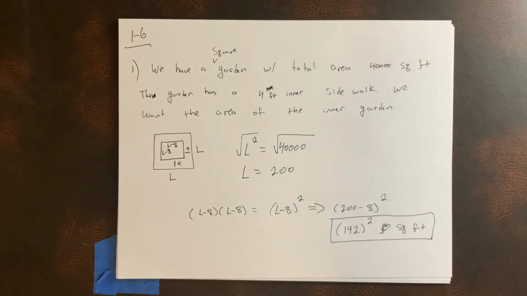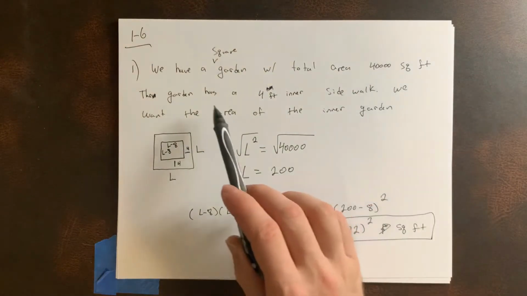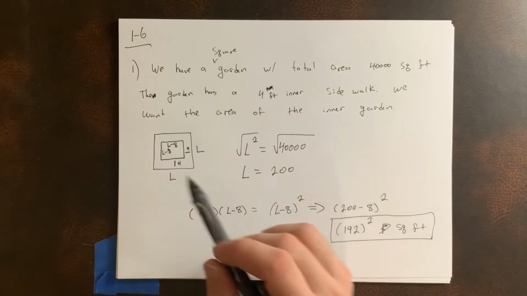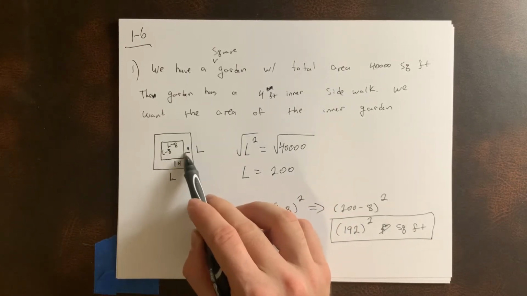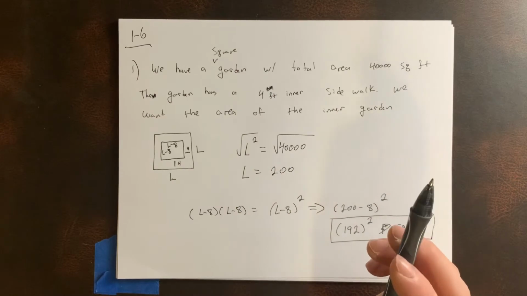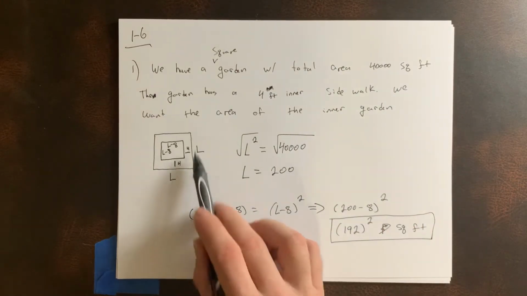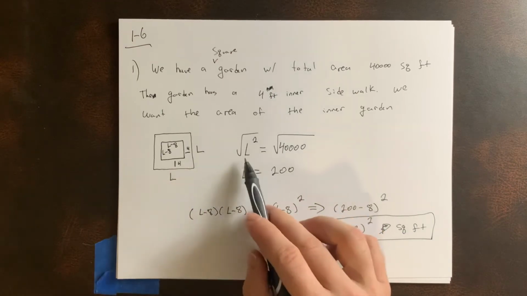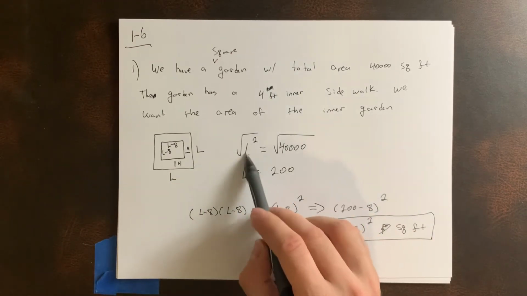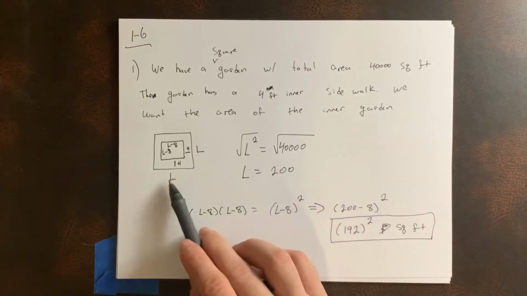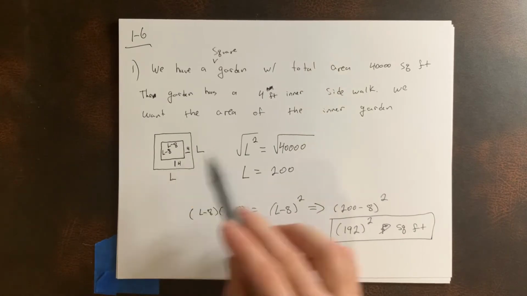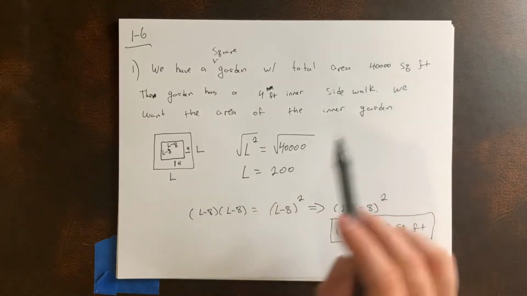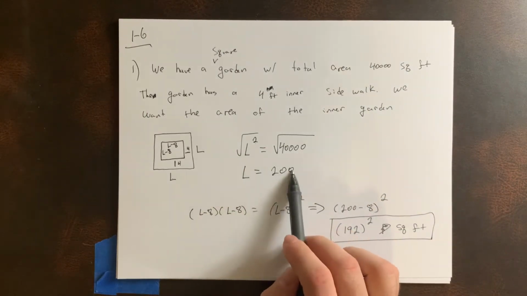So again, what we did is we're given that the total garden, this big square, has a 4-foot inner sidewalk. So here's the 4-foot inner sidewalk. And we know the area of the entire thing, but we don't know the length of the sides yet. So we're just going to call this one L and this one L. But we know that L squared has to equal 40,000, because the length times the width, which is the area, has to be this number. This is the area, 40,000 square feet. So we solve for L, and we see L is 200.